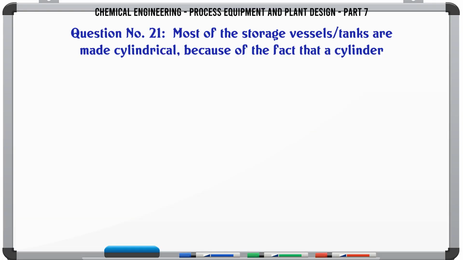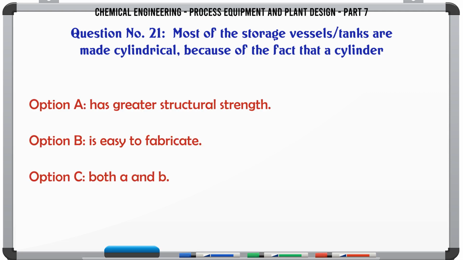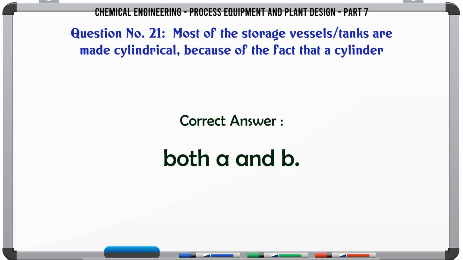Most of the storage vessels, tanks are made cylindrical because of the fact that a cylinder A. has greater structural strength. B. is easy to fabricate. C. both A and B. D. neither A nor B. The correct answer is both A and B.